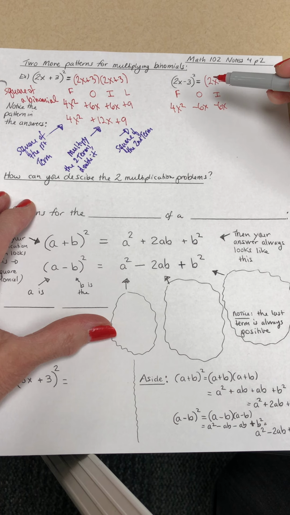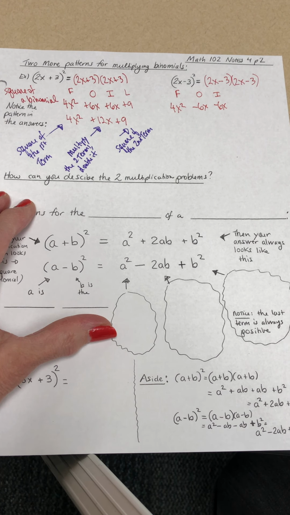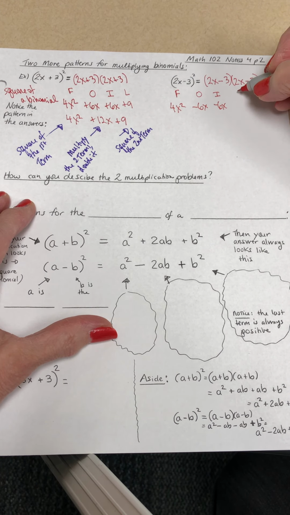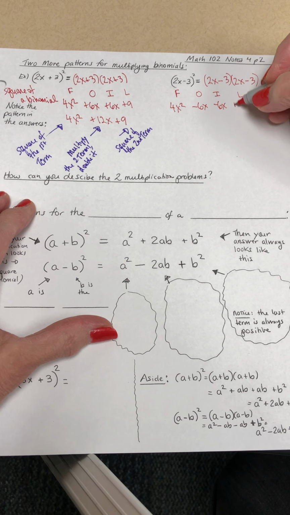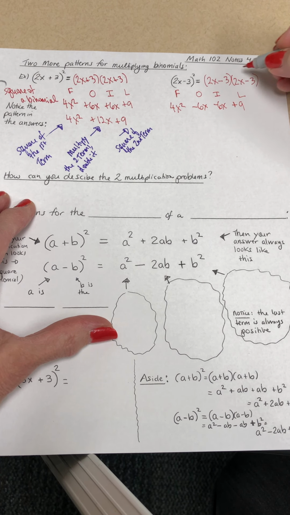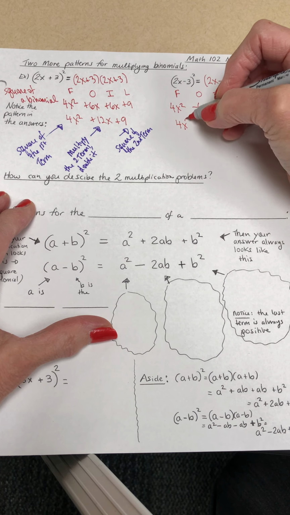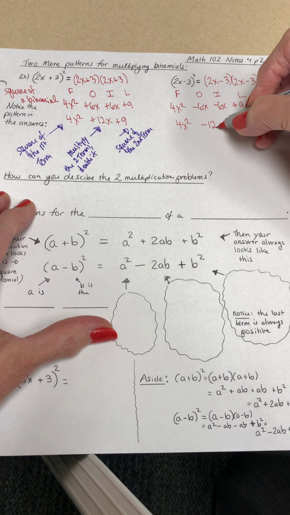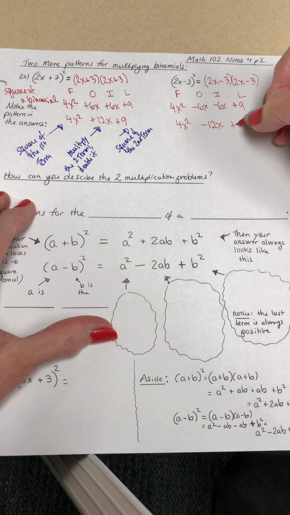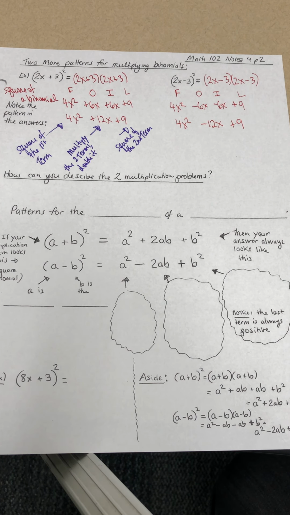So the outer and the inner, they're the same sign. So they're both losses. So those losses do double, okay? But notice last times the last is a positive 9 because it's a negative times a negative. And then again, the outer plus the inner are like terms, so you combine them to negative 12x plus 9.